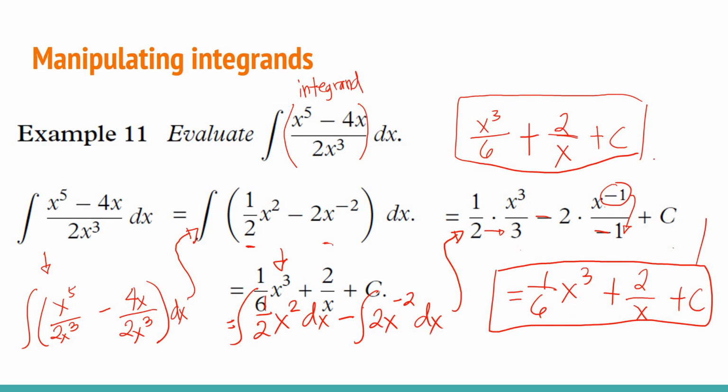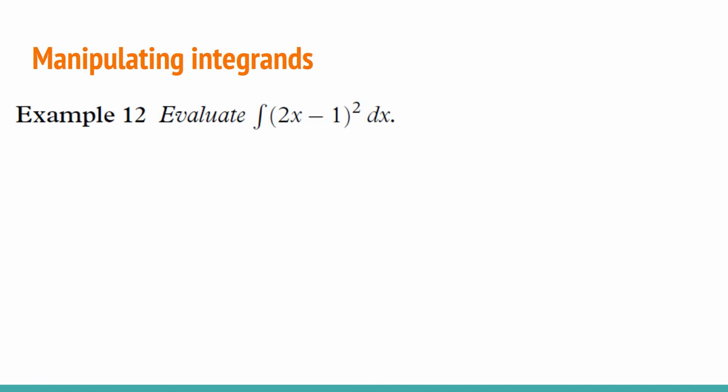So they are similar. Next, another example again. Evaluate the integral of 2x minus 1 squared with respect to x. So this one here is squared, so we'll put here a bracket for you to identify easily the integrand.